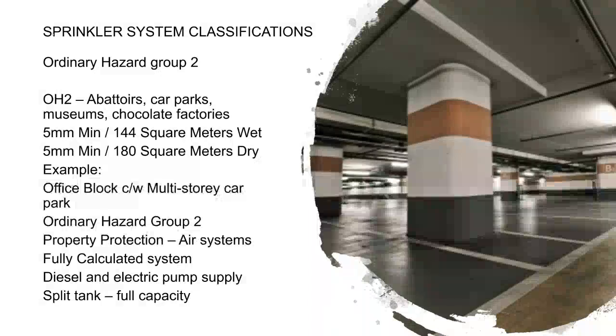So this is an example. It was an office block with a multi-storey car park to the underside of it. Ordinary hazard group 2. It was property protection and it was an air system. Fully hydraulically calculated, so that has to be run through a program. I think it was Canute. It had a diesel and electric pump, so it had a superior supply. It had a split tank and it was full capacity.